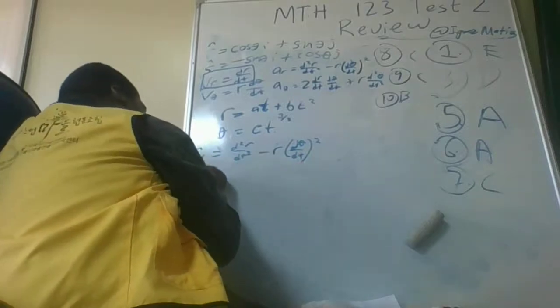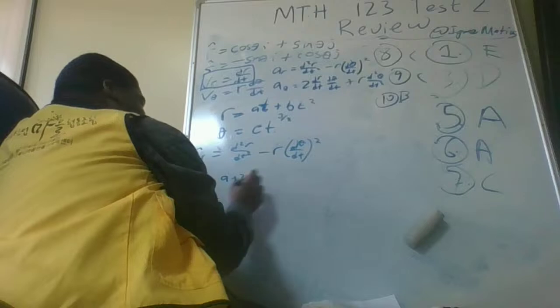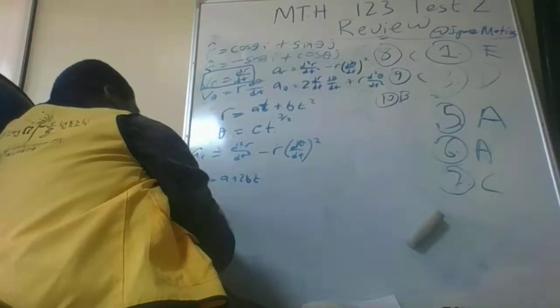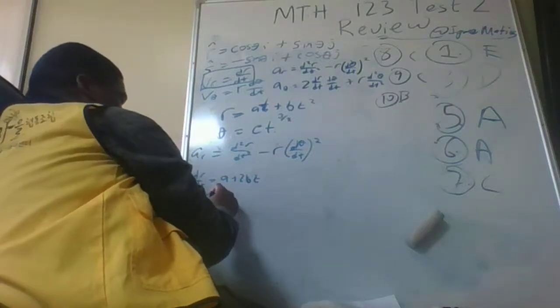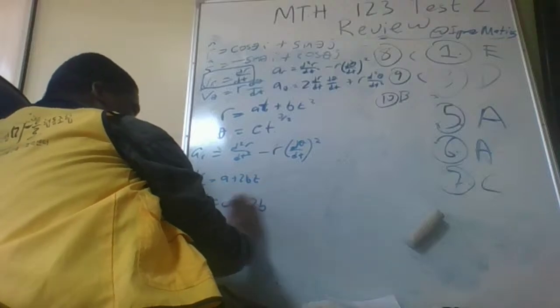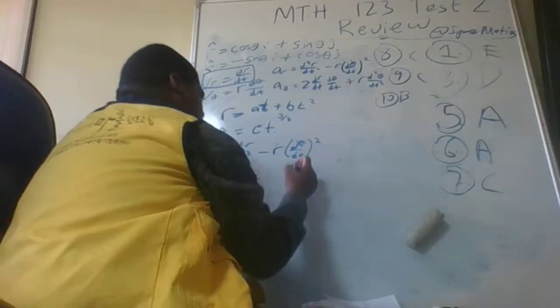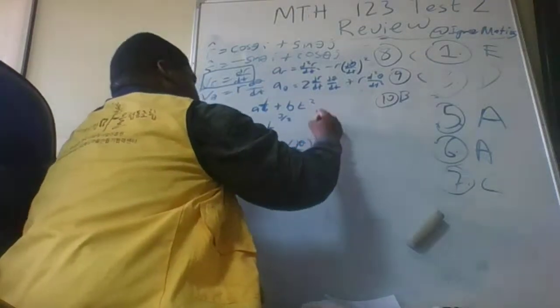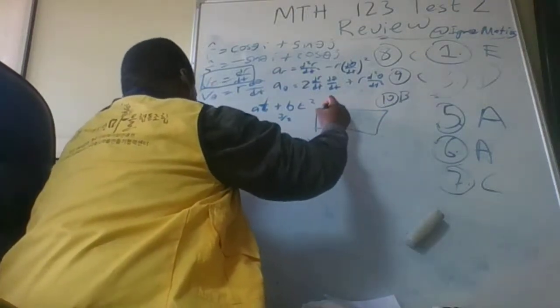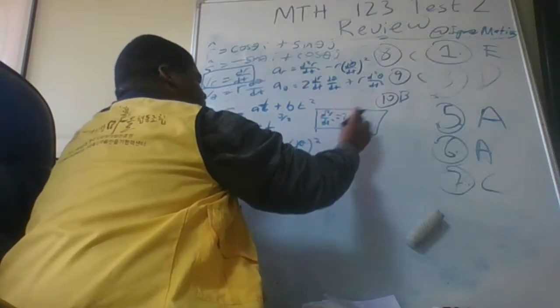Our first derivative of r, dr/dt, was equal to a plus 2bt. Our second derivative of r with respect to time will equal, a returns to 0, plus 2b. So that is just 2b. So let's write it down here: d²r/dt² is equal to 2b.